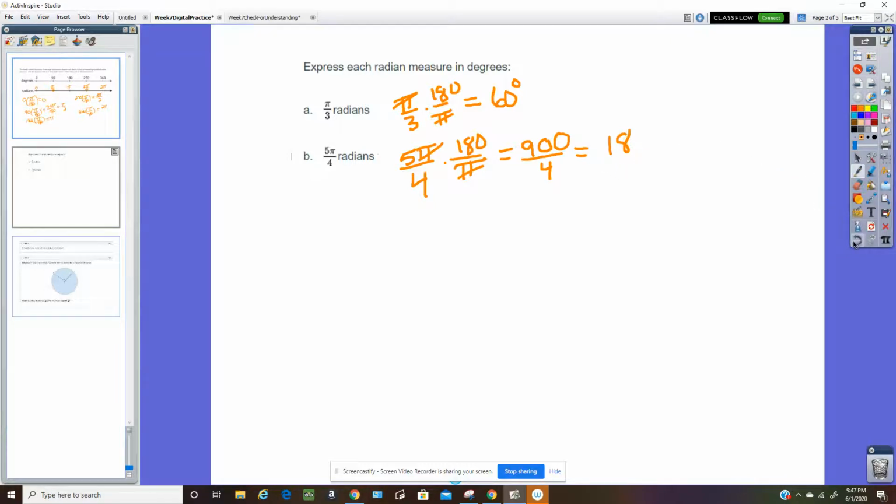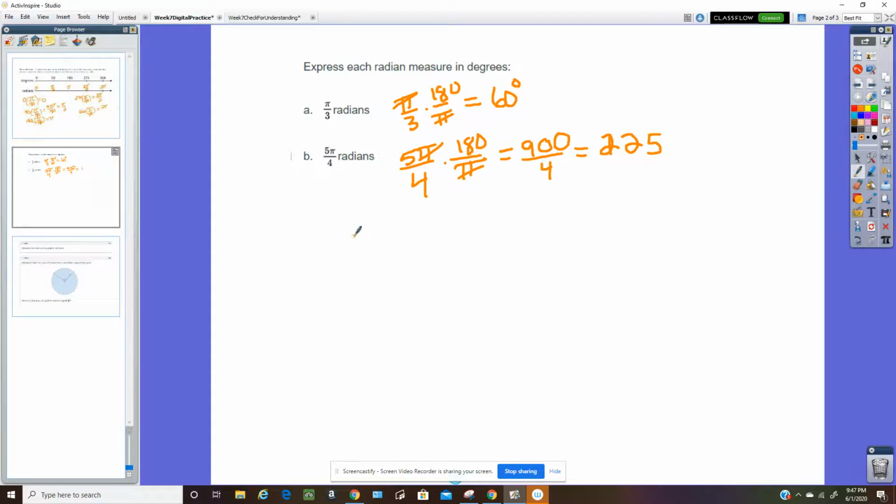Let's see. 4 divides 9 2 times. You get 1 left over. 4 divides 10 twice. You get 2 left over, so 225.